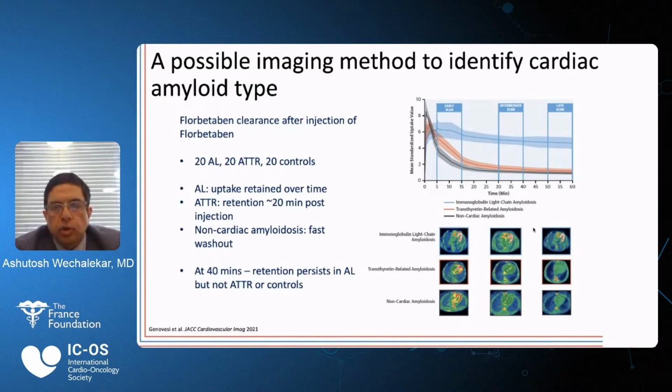And what they were able to show was that when you track these patients serially, the initial uptake in AL and ATTR is there, but in ATTR amyloidosis, as well as in controls, the tracer clears out of the heart much more quickly than it does in AL amyloidosis. So if you were to scan a patient with florbetaben at, say, 40 minutes or an hour following injection, as you can see on the right-hand panel, there's retention in patients with AL, the top picture, but no retention in ATTR or in controls. So potentially, by doing an early scan and a late scan, we could differentiate between AL and ATTR amyloidosis. Thus far, this tracer seems to be very sensitive for amyloid imaging, and there have been very few false negatives. Next slide, please.